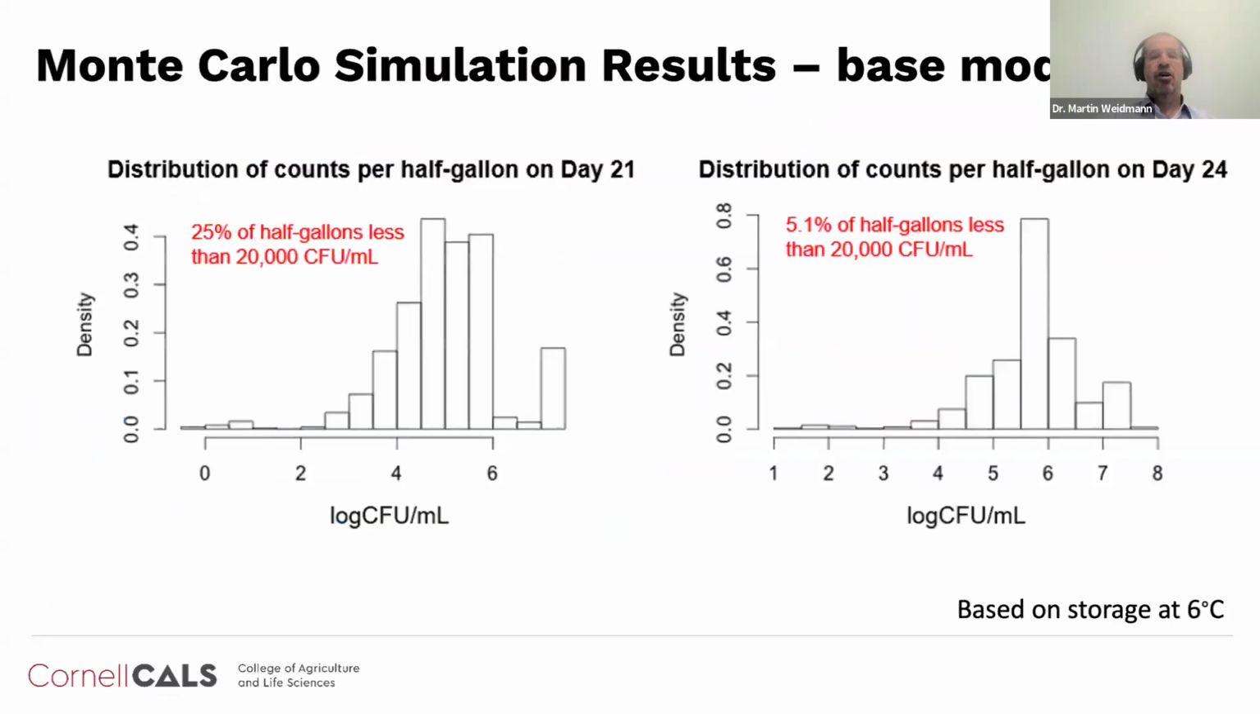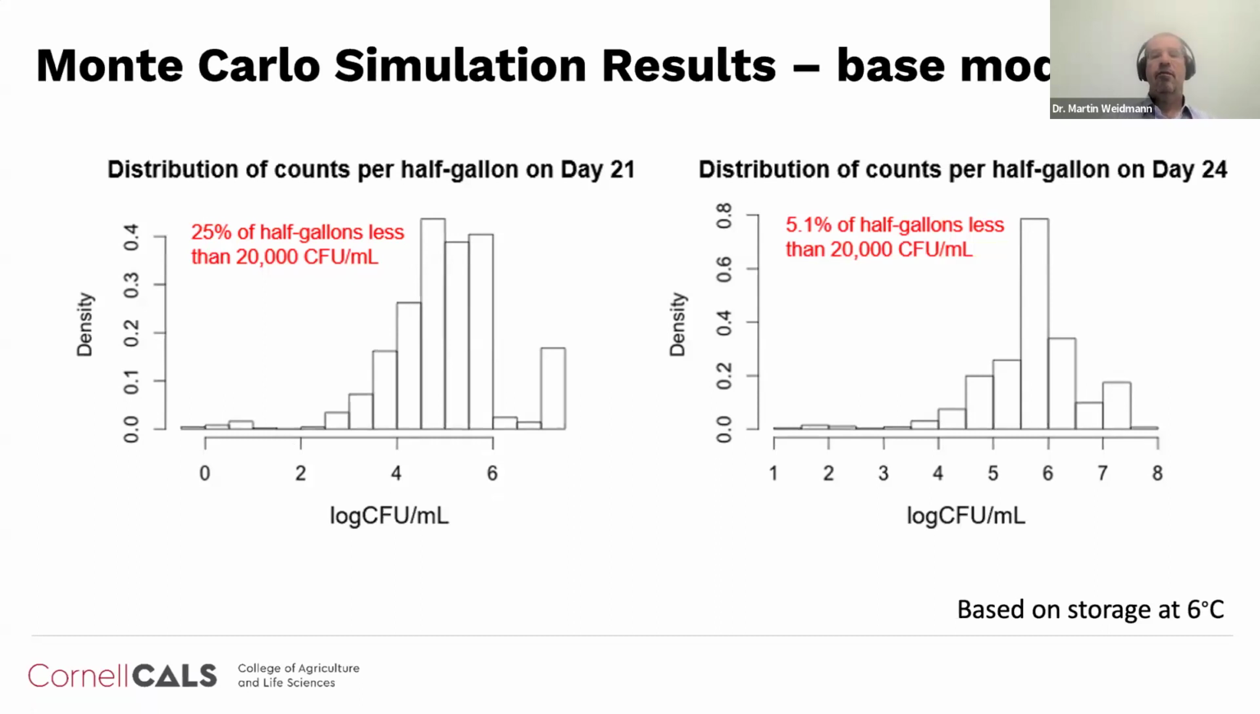Now, how does this work, or what does this look like? So for example, once we have this model, we can now predict what happens in different days of shelf life. So what you see here in these graphs is on the x-axis, you see the number of bacteria in log scale. So 2 means 10 to the 2, so 100 bacteria. 6 means 10 to the 6, so 1,000,000 bacteria. And then on the y-axis, we show what proportion of containers fall into that category.